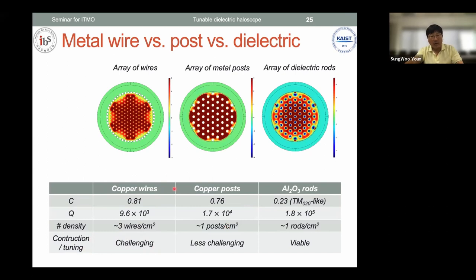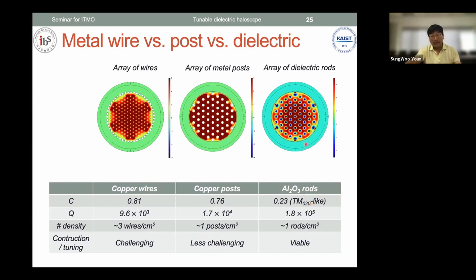That was my initial concern, which is why we moved to posts rather than wires, in order to reduce the number density first, hoping for a little bit of improvement in the quality factor, and it turned out to be true. The form factor remained pretty much the same. So we thought this is less challenging than the original version. Later, we had the idea of why not replace the copper posts with dielectric rods, like this.